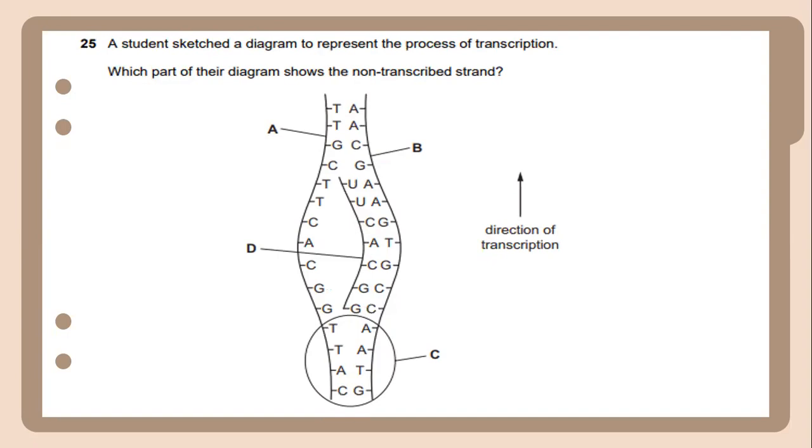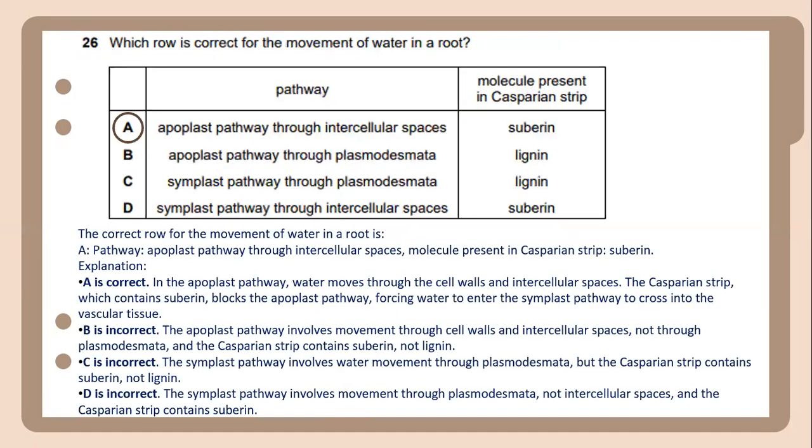Number 25, a student sketches a diagram to represent the process of transcription. Which part of their diagram shows the non-transcribed strand? The answer given here is A. Number 26, which row is correct for the movement of water in the root? The correct answer is actually A. Why? In the apoplast pathway, water moves through the cell walls and intercellular spaces, and the Casparian strip, which contains suberin, blocks the apoplast pathway, forcing water to enter the symplast pathway to cross into the vascular tissue.